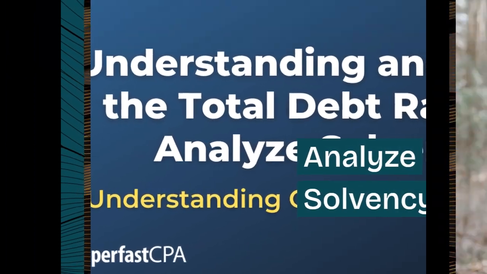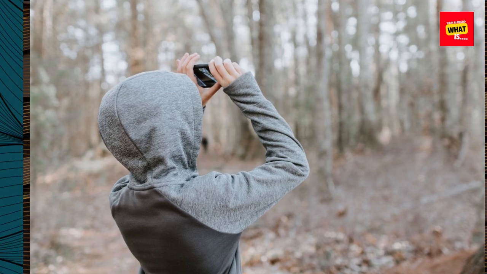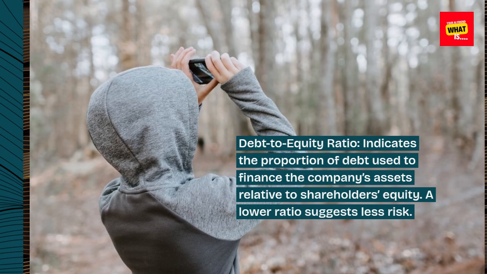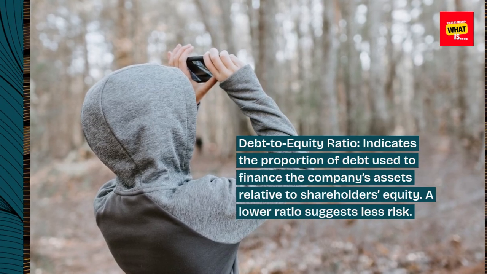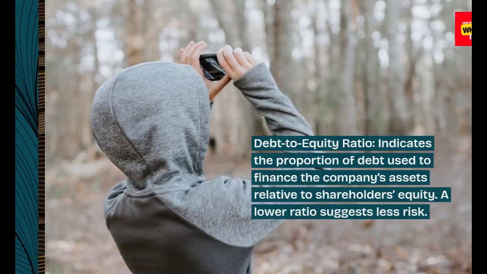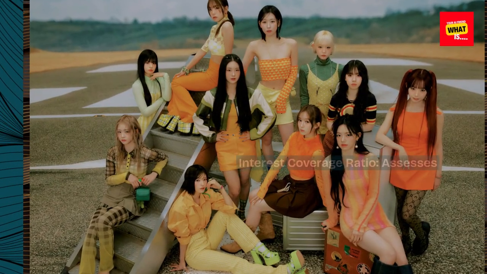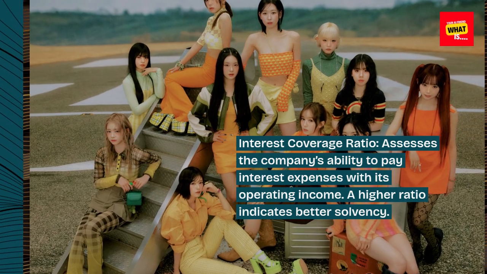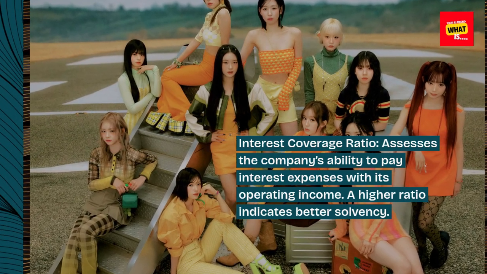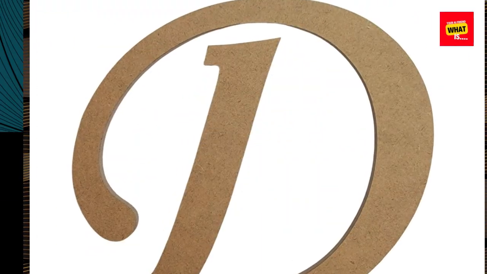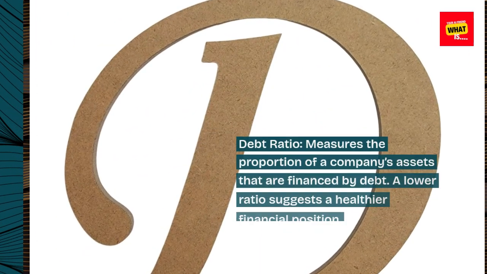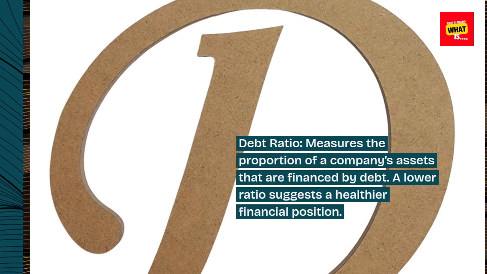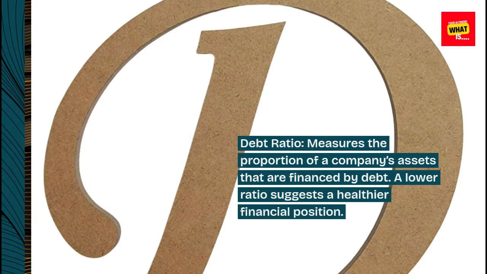Analyze solvency. The debt-to-equity ratio indicates the proportion of debt used to finance the company's assets relative to shareholders' equity. A lower ratio suggests less risk. The interest coverage ratio assesses the company's ability to pay interest expenses with its operating income. A higher ratio indicates better solvency. The debt ratio measures the proportion of a company's assets that are financed by debt. A lower ratio suggests a healthier financial position.